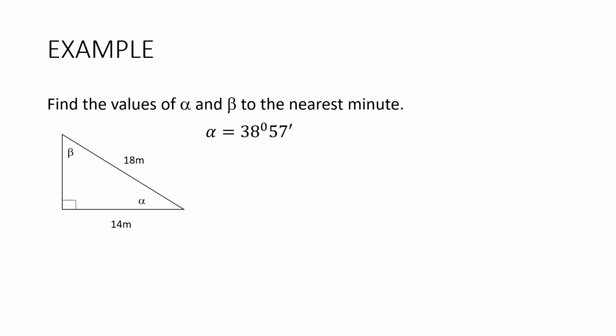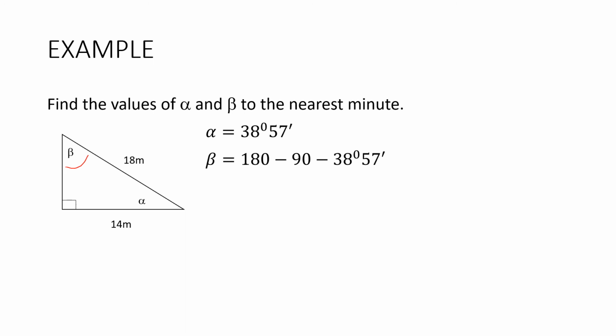Now, you've got a choice here. You could do exactly the same thing with trig and just do it with angle beta. Or we can recognise that the angle sum of a triangle is 180 degrees. So that's what I'm going to do. So I'm going to do 180 degrees, take away 90, take away this angle, it's going to give me beta.